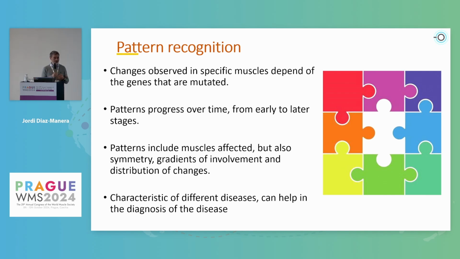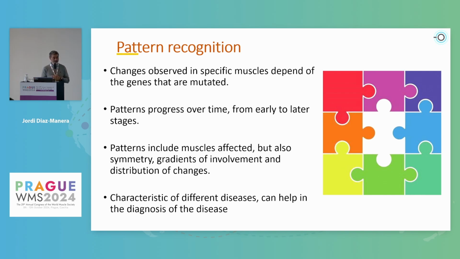So for example, you have a patient with a mutation in the calpain gene. This patient will start probably with an involvement of the posterior muscles of the thighs and the gluteal muscle, and later on will have an involvement of the quadriceps. While if you have a patient with a dysferlin mutation, it's going to be the other way around. Probably this patient will start with involvement of the quadriceps that will affect later the posterior muscles of the thighs.